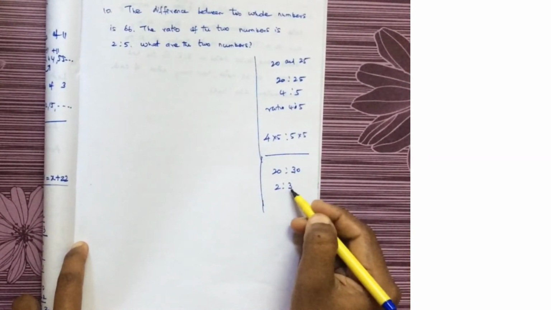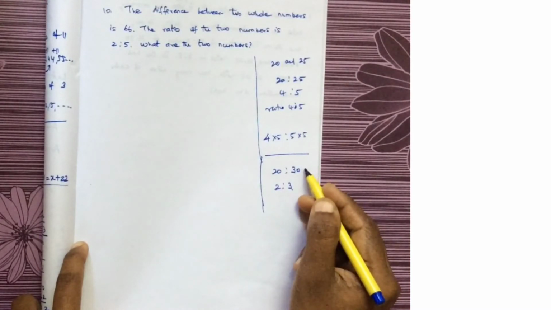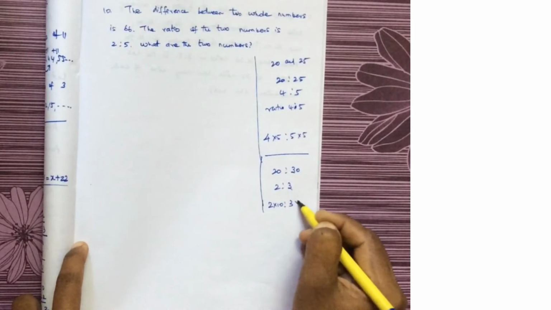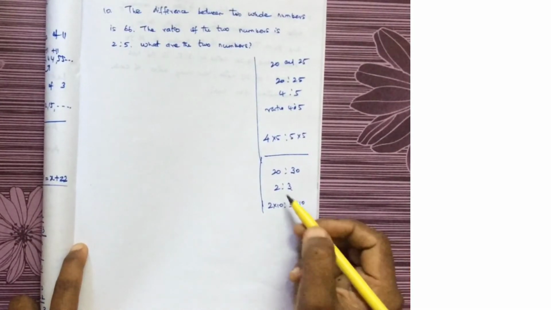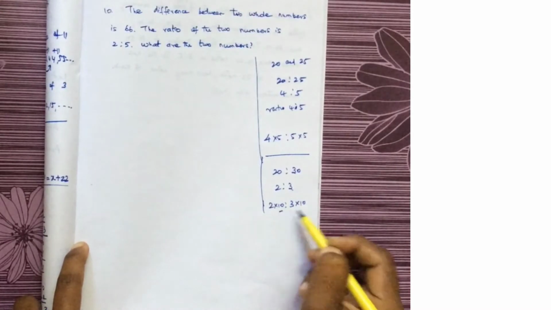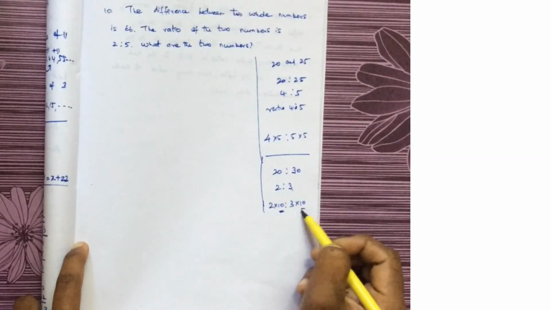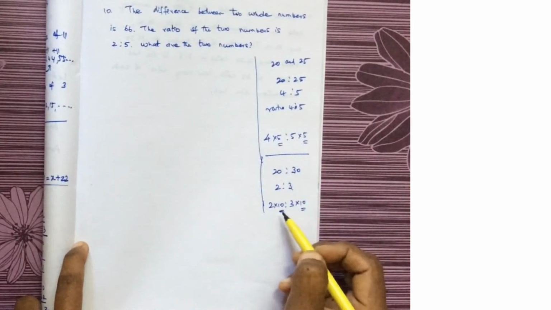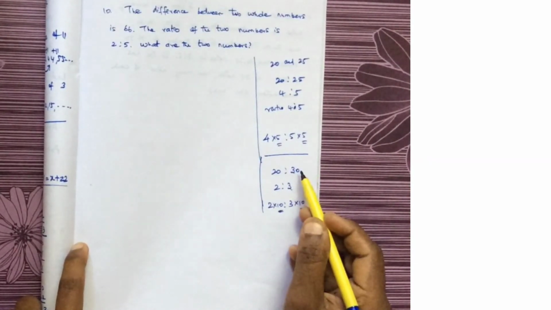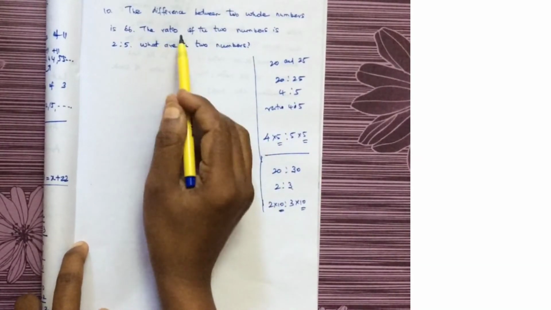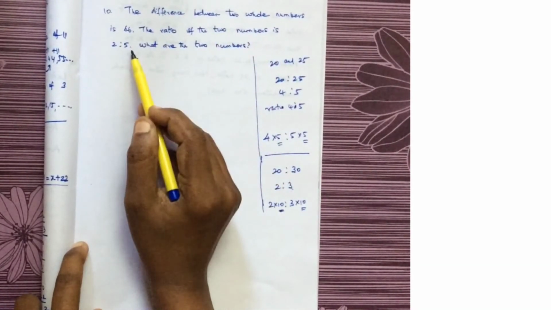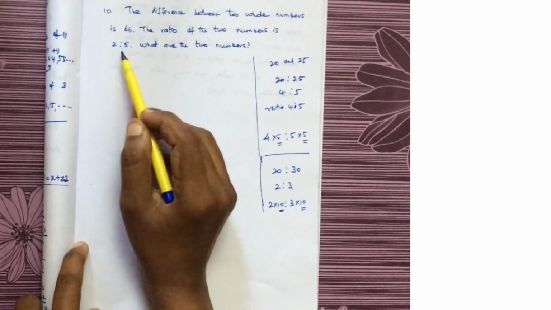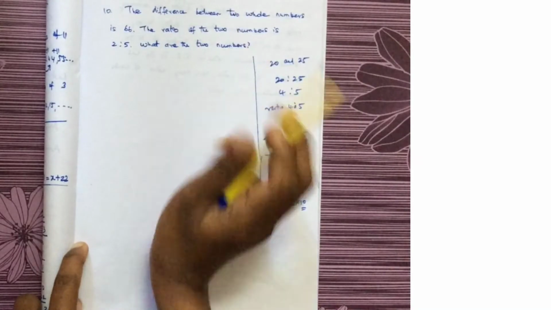So from the ratio, I want to get the original number, which means you have to multiply both 2 by 10 and 3 by 10. Multiplying the ratio by the same number, you see here 10, 10. Here also 5, 5. Multiplying the ratio by the same number will give the original number. Here also the ratio of the two numbers is 2:5. What are the two numbers? So you have to multiply this ratio by the same number so that you will get the original numbers.